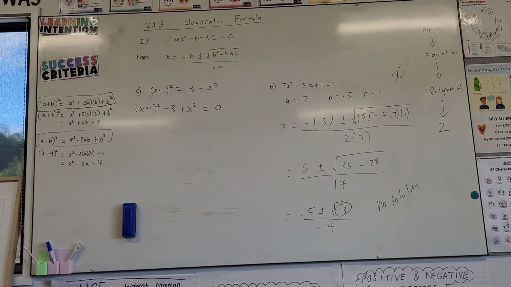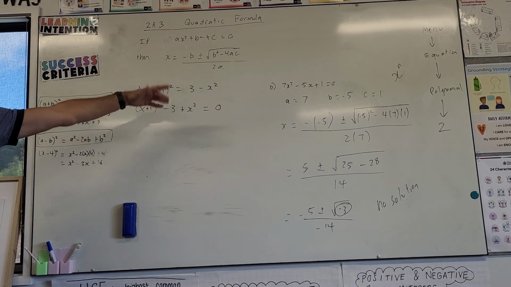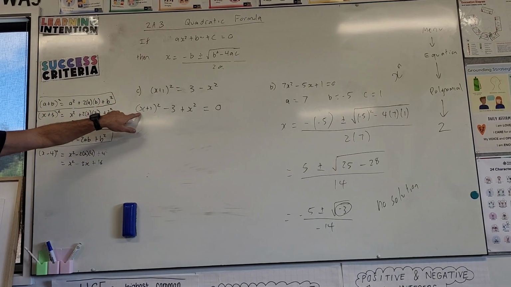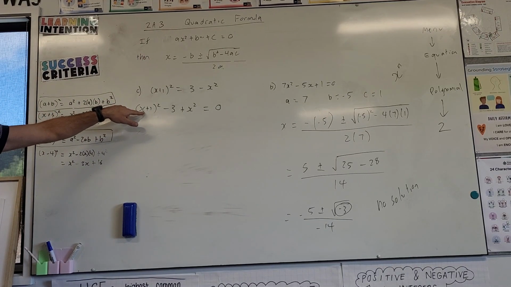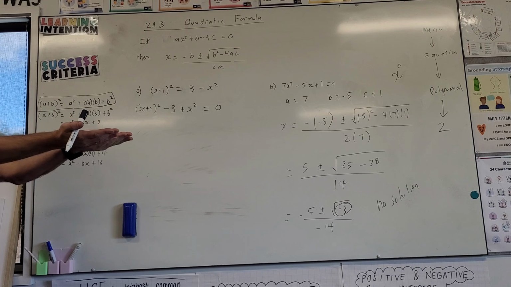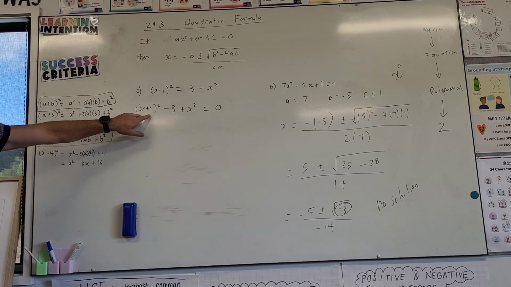However, if we're looking at that, we can't clearly identify the values of A, B, and C. We have a bracket here that we need to expand and then collect like terms. So I'm looking specifically at this (x plus 1) squared. We need to first expand that. That is a perfect square. Yesterday we were doing the opposite, we were factorising it. Today we're going to expand it.